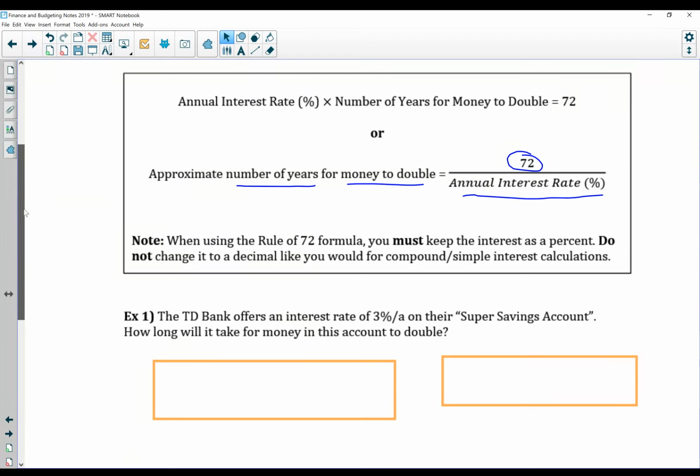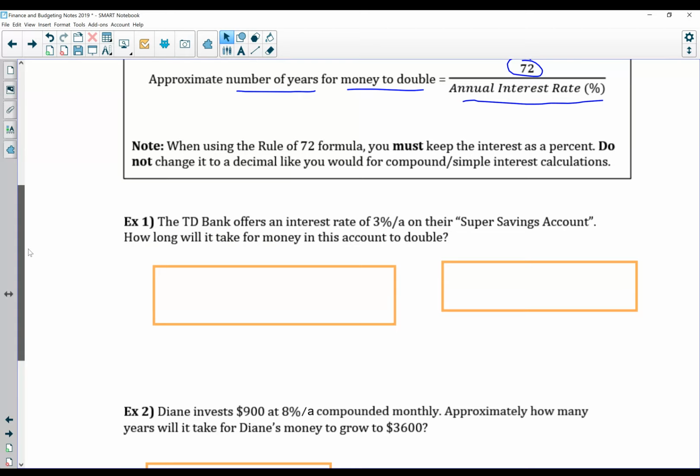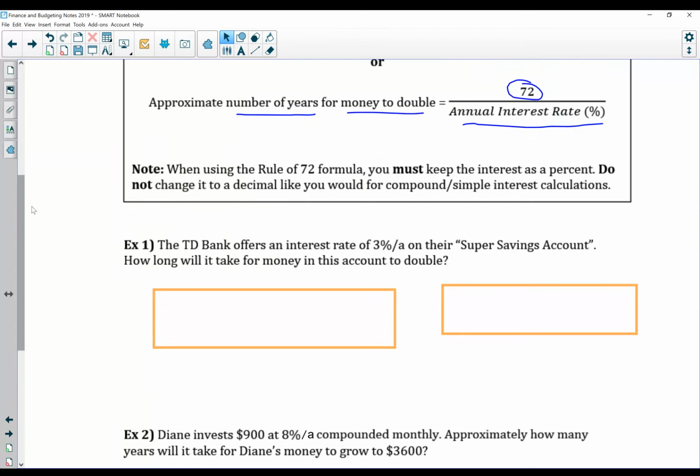So, with that being said, here's an example of a question that uses the Rule of 72 formula. The TD Bank offers an interest rate of 3% per annum. Remember what that means? It means 3% per year on their super savings account. How long will it take for money in this account to double? So if I have some money in the account and it's getting a rate of 3% per annum, how long will it take to double?